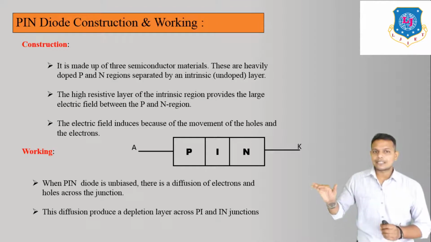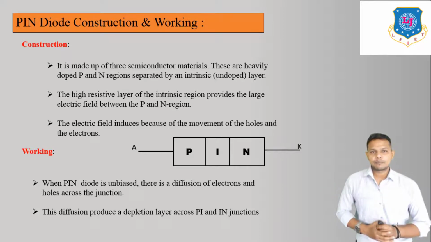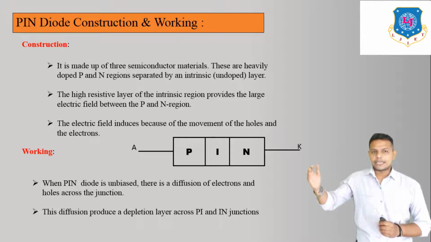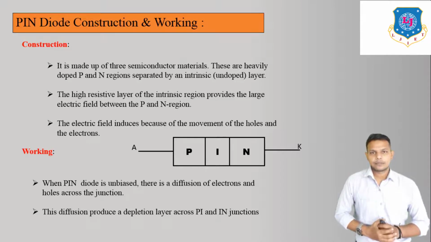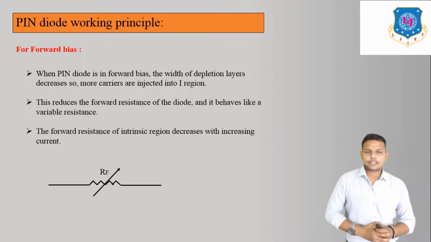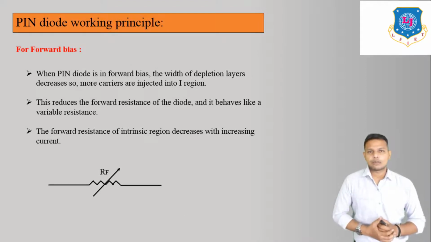When the PIN diode is unbiased, there is a diffusion of electrons and holes across the junction. Due to this diffusion, it produces a depletion region on both sides, at the P-I and I-N junctions. So there will be two depletion regions formed in the PIN diode. Now first we are talking about forward bias.